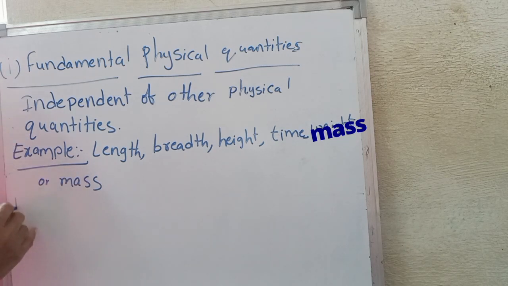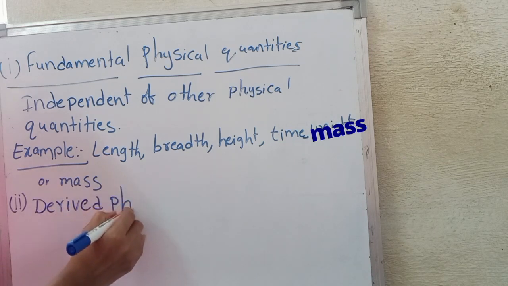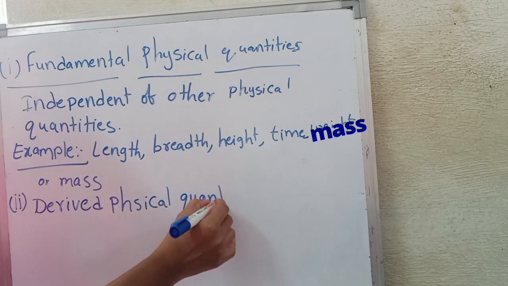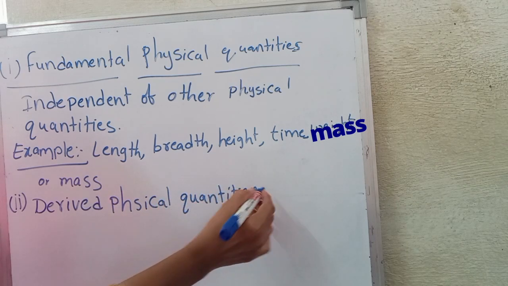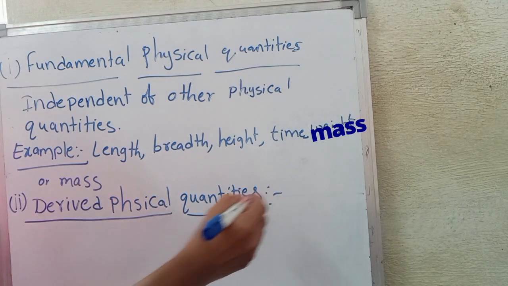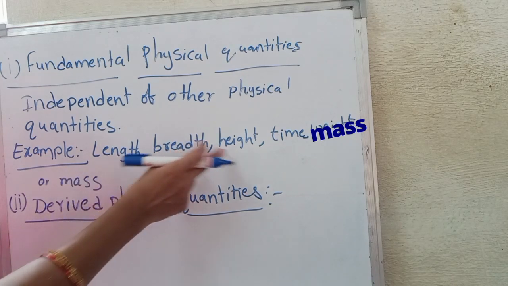The second one is derived physical quantities. What are called derived physical quantities? The quantities which are derived from the fundamental or supplementary quantities. So to find these derived quantities, we have to take the help of these fundamental quantities.